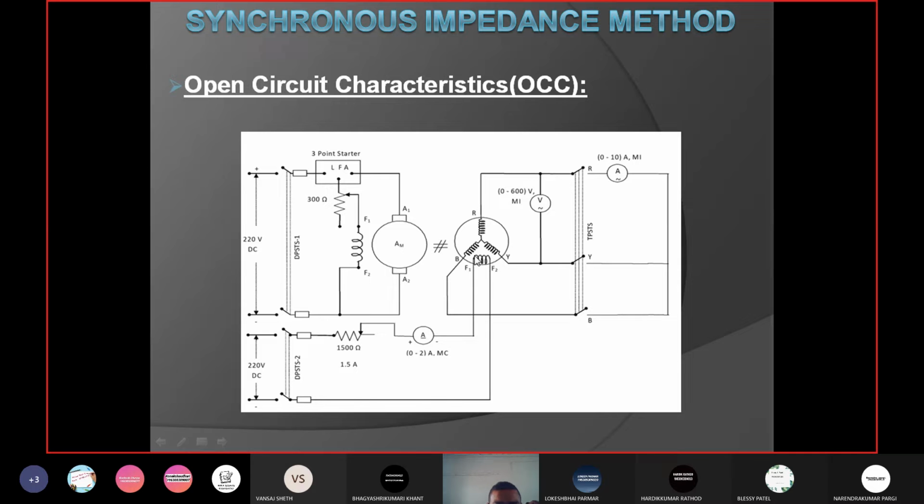This is the field winding, and DC supply is given to this field winding for excitation. And this is the rheostat connected in series with the field winding. This ammeter measures the field current of the alternator. So this is the prime mover and this portion is the alternator.